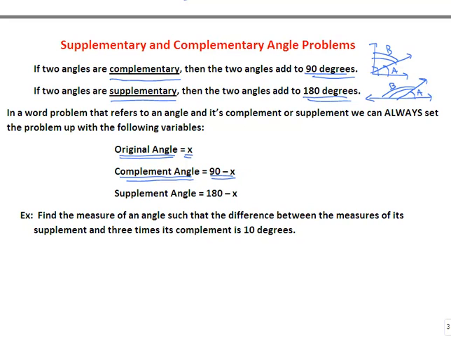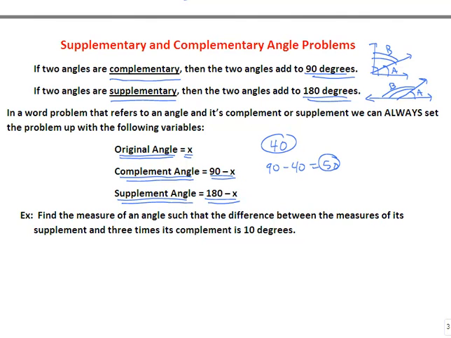The reason it has to be 90 minus x is so that the angle plus its complement will be forced to add to 90. For example, if the original angle was 40, then 90 minus 40 would be 50. So 40 plus 50 automatically adds to 90, making sure that they are complements of each other. Okay, if you see the phrase supplement in the problem, then you're going to let the supplement angle be 180 minus x. And that again will force the original angle plus the supplement angle to always add to 180.